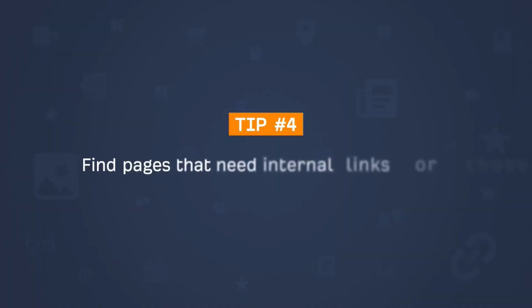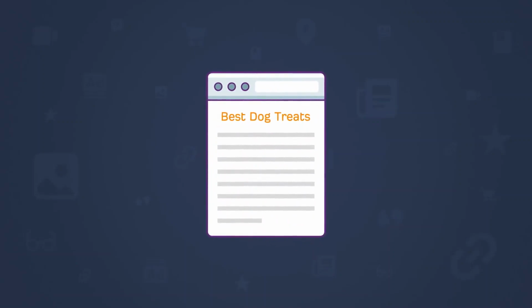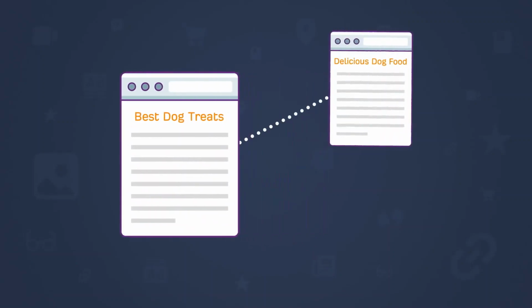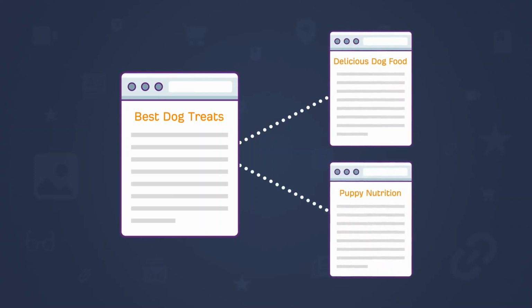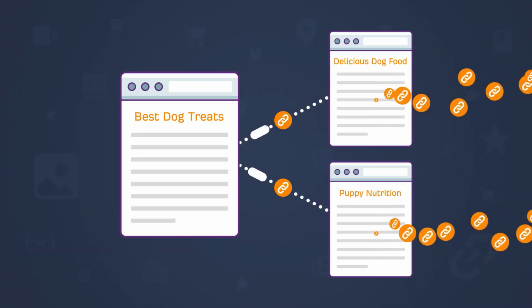Next up is to find pages that need internal links or those that need to be pruned. Let's say that you're publishing a new post on the best dog treats. If you already have relevant pages on, let's say, dog food, and another one on puppy nutrition, it would make sense to add internal links from these pages pointing at your new post. And assuming that you've built some link authority to these pages, there's a chance that your new page will get indexed faster and rank higher.